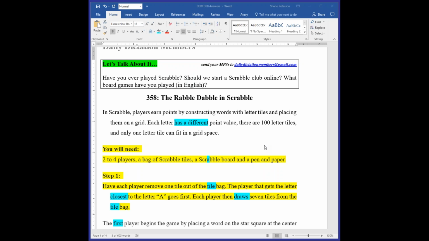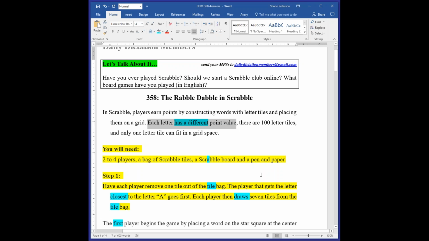And of course, Scrabble. The rabble, dabble, and Scrabble. I taught this to Bertha earlier. Say it again, please. The rabble, dabble, and Scrabble. Excellent job. And do this section one more time.